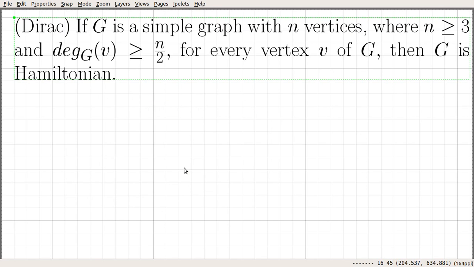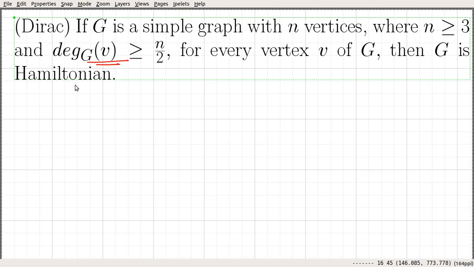Okay, in this video we are going to prove a sufficient condition for a connected simple graph to have a Hamiltonian cycle, and the statement reads as follows. The theorem is due to Dirac: if G is a simple graph with n vertices, where n is greater than or equal to 3, and the degree of each vertex is greater than or equal to n by 2, where n is the number of vertices in the graph, then G is Hamiltonian.